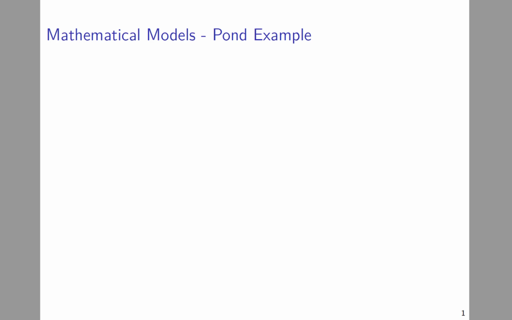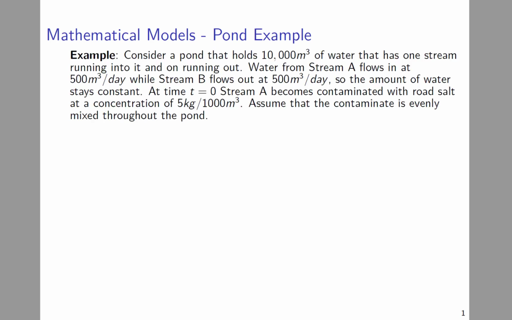In this example, we will look at a mixing problem where a pond holds 10,000 cubic meters of water and has one stream running into it and one running out. Water from stream A flows in at 500 cubic meters a day, while stream B flows out at 500 cubic meters a day, so the amount of water stays constant in the pond.